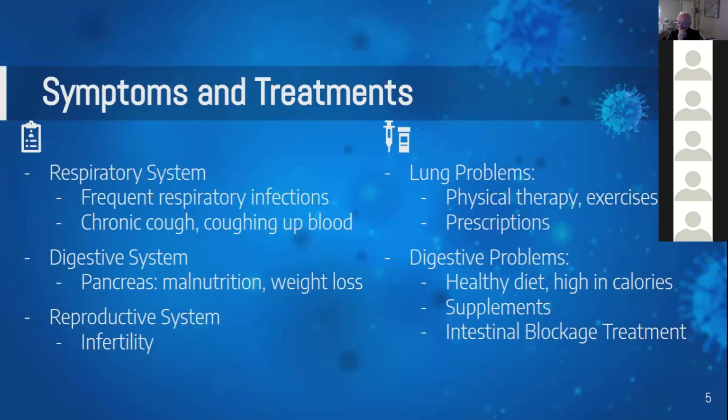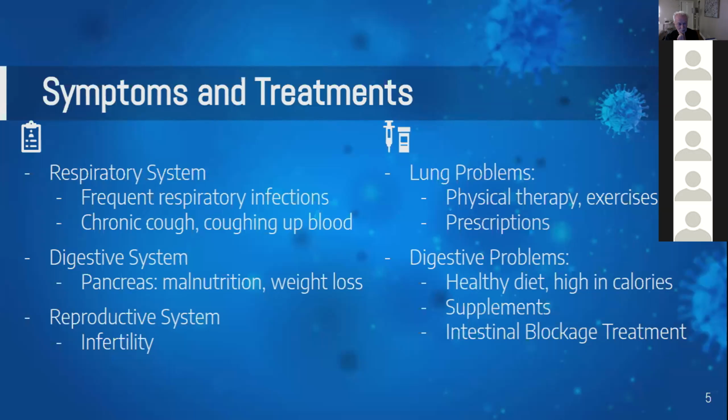There are 3 main systems that are affected, which are the respiratory, digestive, and reproductive system. Due to the production of the thick mucus, it affects many organs within these systems. So for the respiratory system, it is the lungs that are being affected. And this can cause frequent respiratory infections, which entail a chronic cough and even coughing up blood, as well as breathing problems. And ultimately, it can sometimes lead to a collapsed lung.